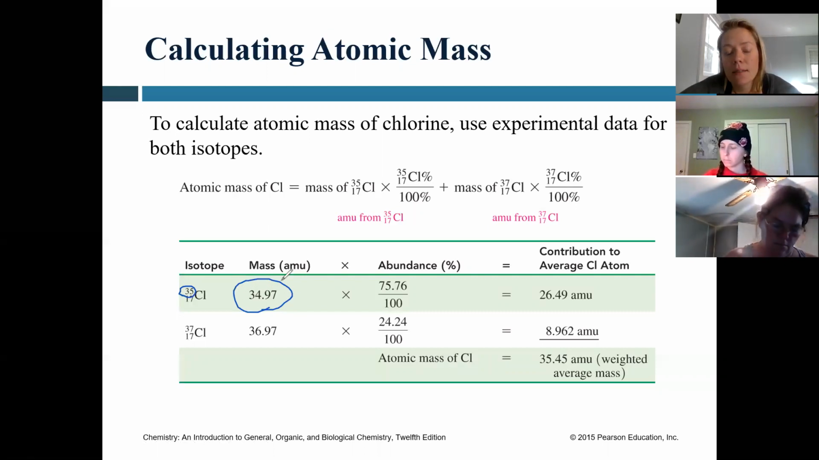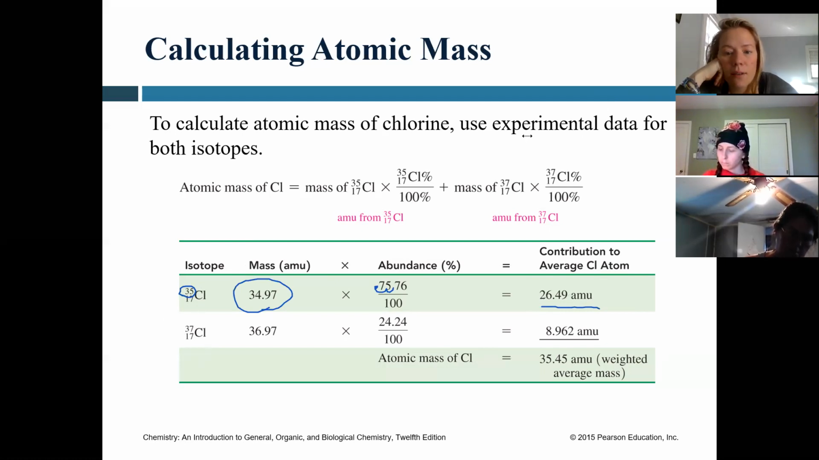So we're going to take that mass and we're going to multiply it by its relative abundance. In this case, the chlorine 35 makes up 75.76%, but we have to divide it by 100. We have to get it out of percentage. Another thing you can do instead of dividing it by 100 is just move the decimal over 2 places. It's a little faster. So what we find is that when we take 34.97 and we multiply it by 0.7576, we get 26.49 AMU. So 26.49 AMU is coming from the chlorine 35. Then we have to do the same thing for the second isotope, chlorine 37.